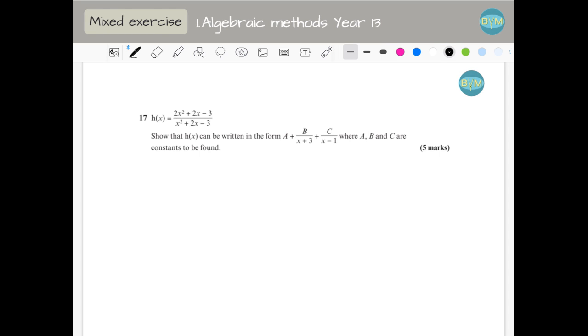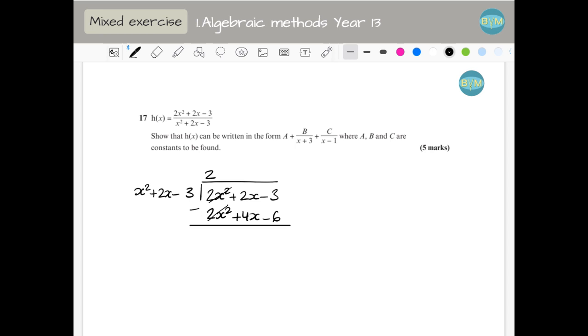c. So let's divide 2x squared plus 2x minus 3 by x squared plus 2x minus 3. Remember, we divide only the first term. So 2x squared divided by x squared is 2. Then I multiply this 2 by everything and write underneath: 2 times x squared, 2x squared, 2 times 2x for x, and 2 times minus 3, minus 6, and then subtract.